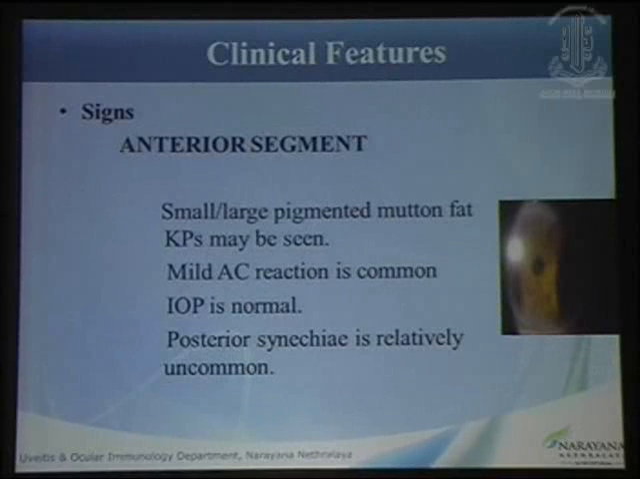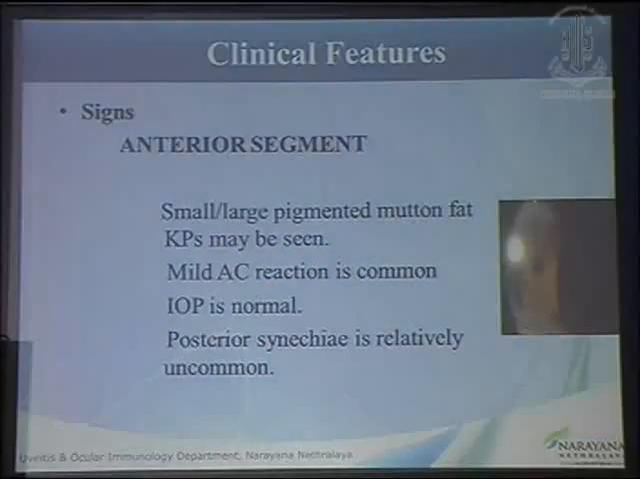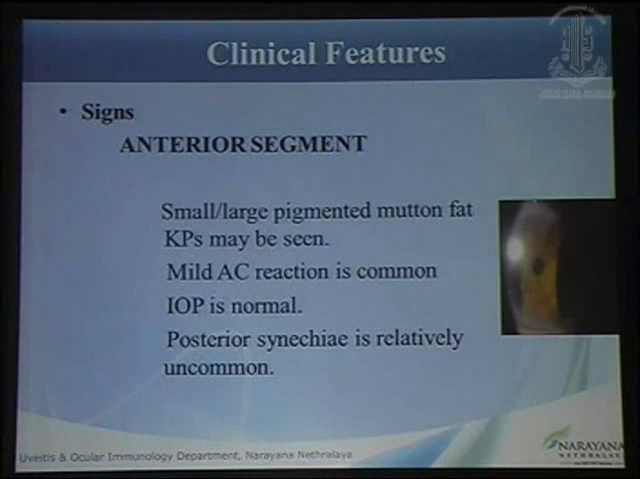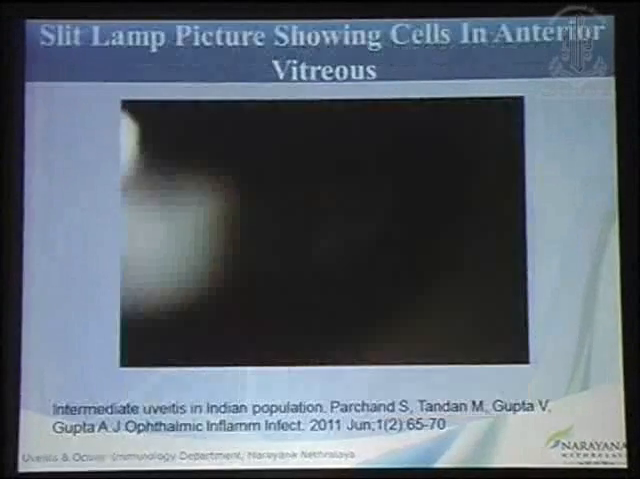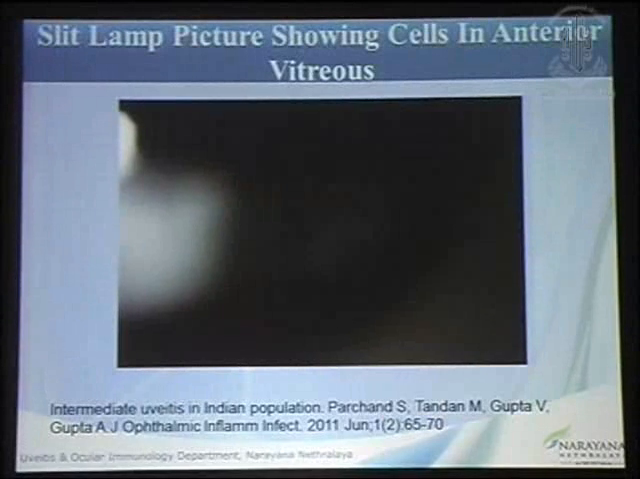Anterior segment is most often quiet. They can have keratic precipitates or the AC reaction can be mild. You can see the quiet anterior segment. Slit lamp picture showing the presence of anterior vitreous cells in a case of intermediate uveitis.